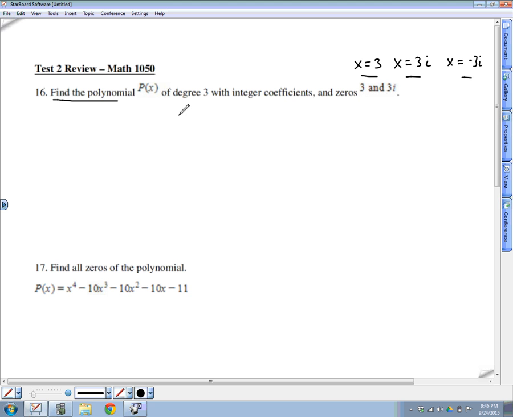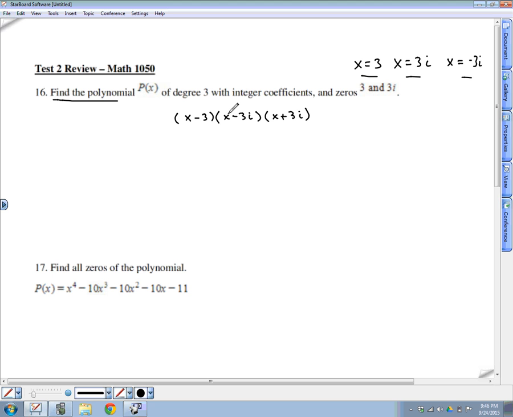Once you know where all the zeros are, the next step, like I think it was problem number 7 or 8 towards the beginning of this review, is to take the zeros and form the factors from which the zeros came: x minus 3, x minus 3i, and x plus 3i. Once you have the polynomial written in factored form, you need to multiply the 3 factors together. I would start with the 2 factors that contain the imaginary unit.